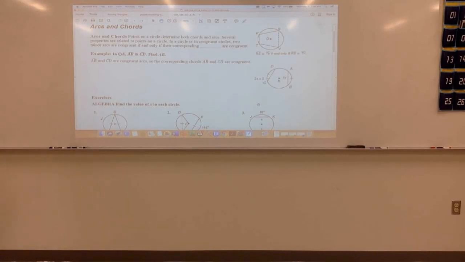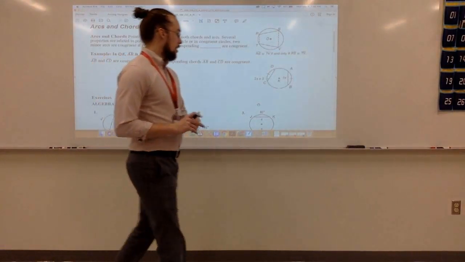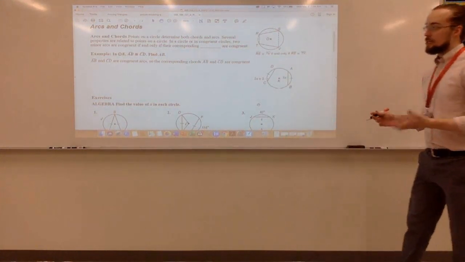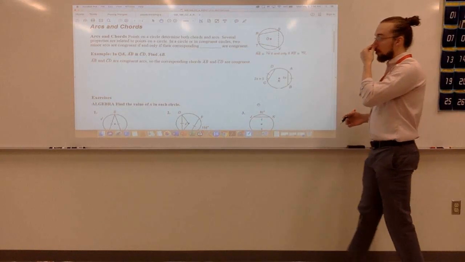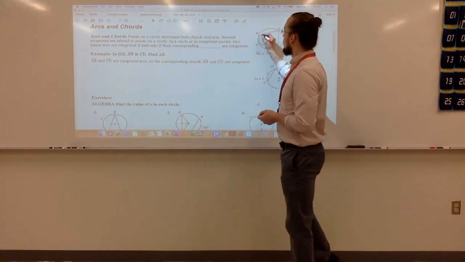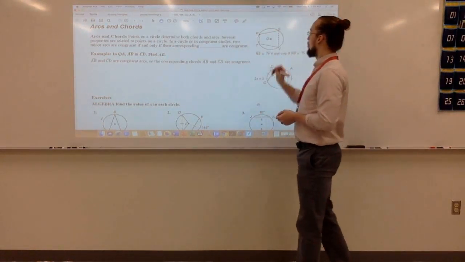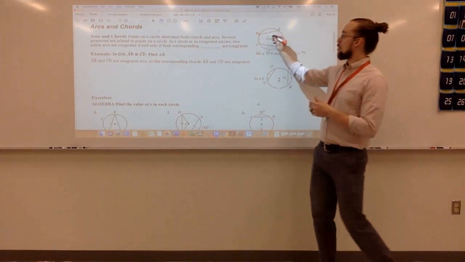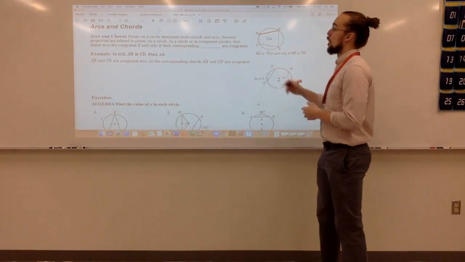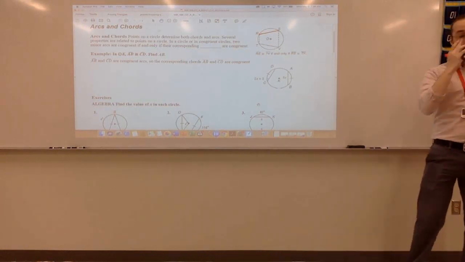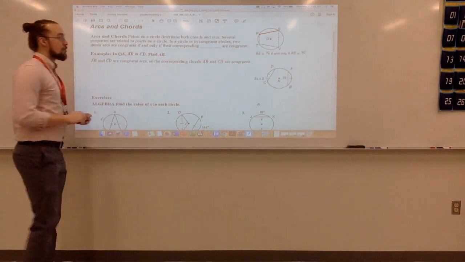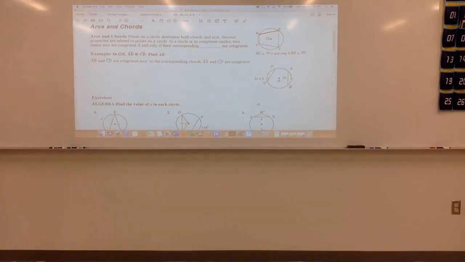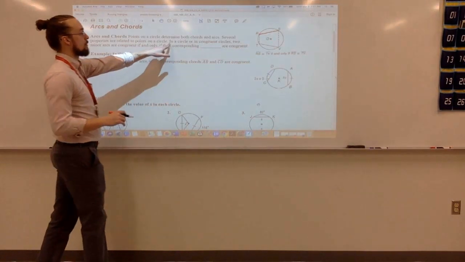Alright, today we're going to take a look at a couple of properties relating arcs and chords. If you remember, a chord is a segment that connects 2 points on the edge of a circle. So RS would be an example of a chord here. The first property we're going to look at is in a circle, or we can actually talk about congruent circles, but we're mostly just going to talk about one individual circle.